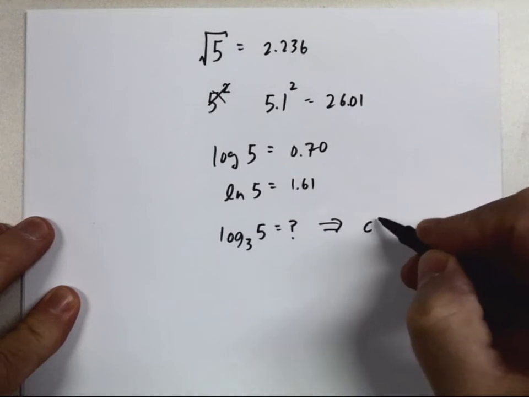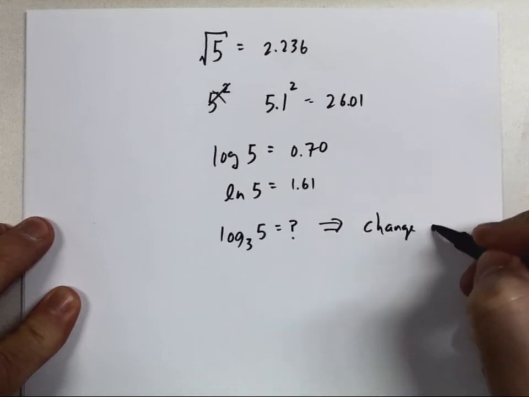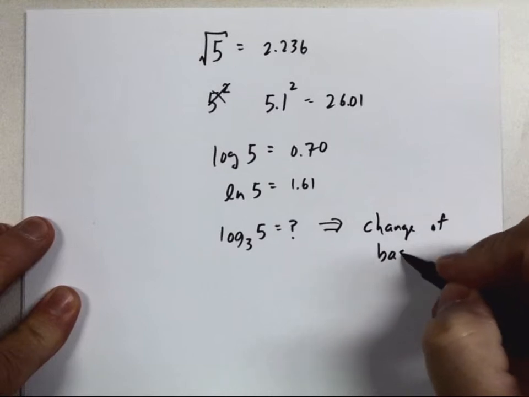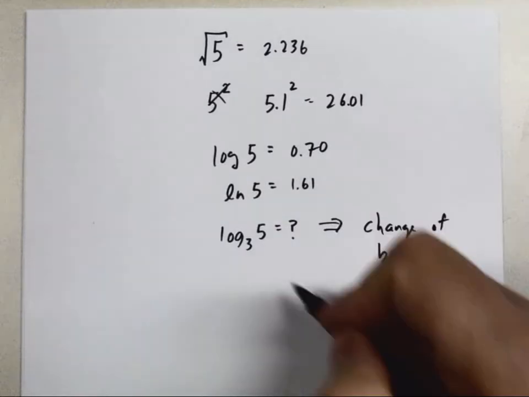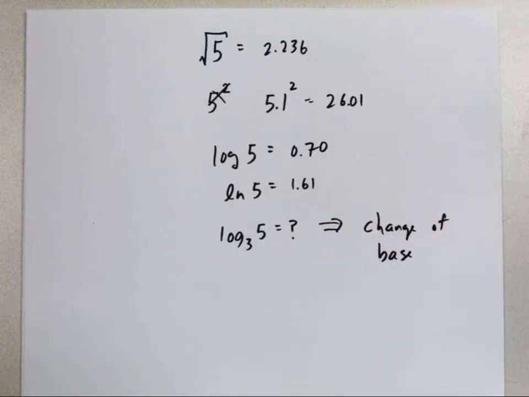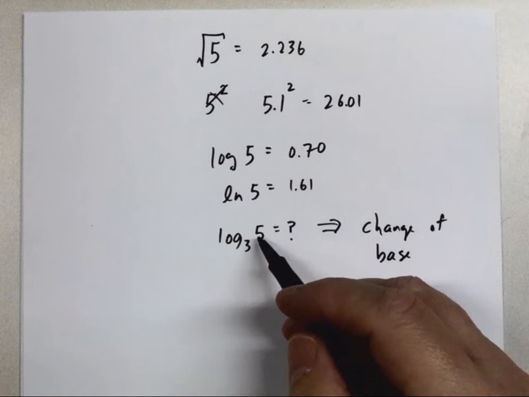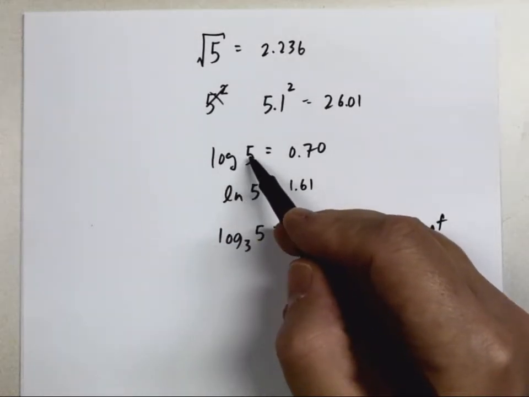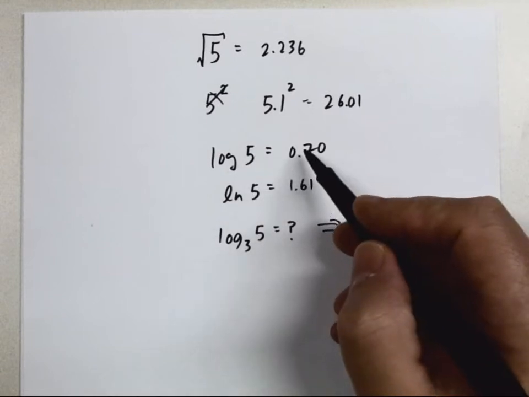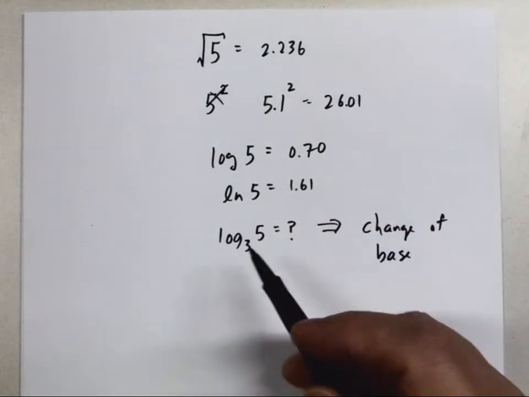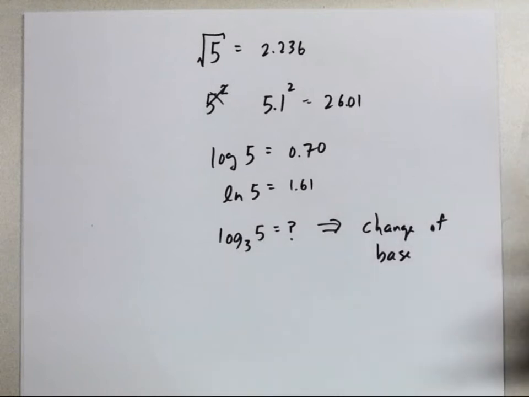We have a little, it's almost like a formula. It's called change of base. So let me explain the change of base, and then we'll finish out this video and start the next one. The idea is, if I have common log of 5 or natural log of 5, I can grab my calculator and figure out the answer. But when I have log base 3 of 5, I'm sort of stuck. My calculator cannot help me.